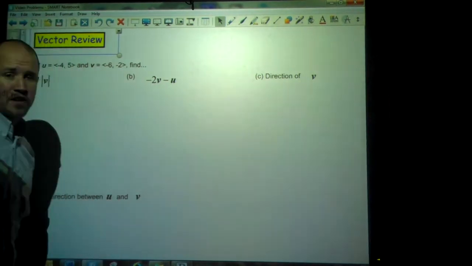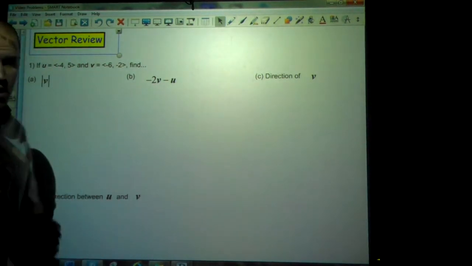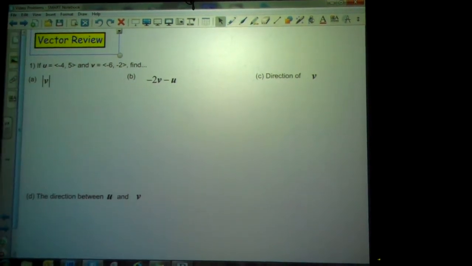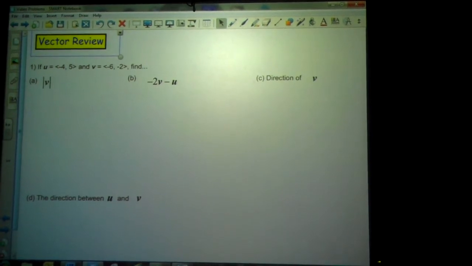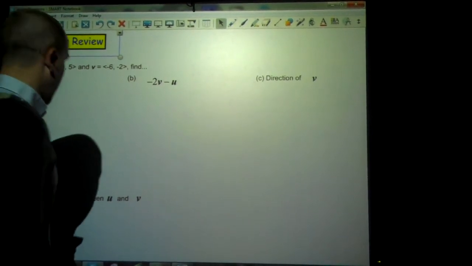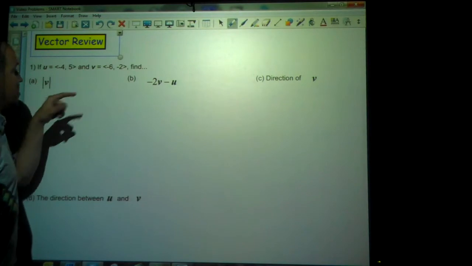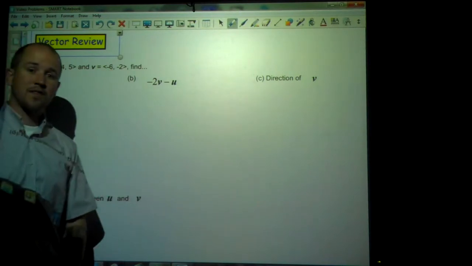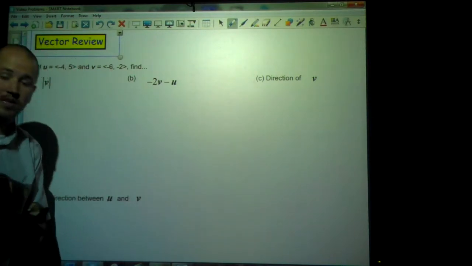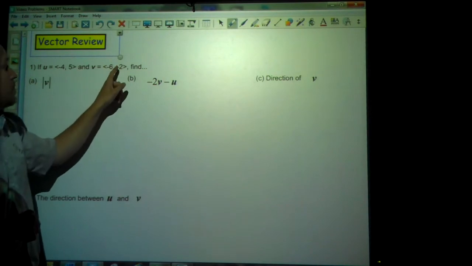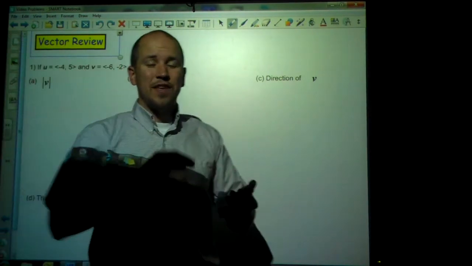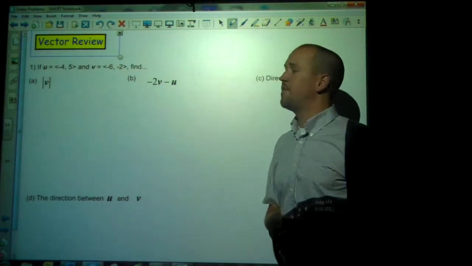Alright, quick vector review, basic vector review. We've got two vectors here. Notice the notation. We're using the brackets for the vectors. These are components. That's a horizontal component. That's a vertical component. They are not coordinates. They are components of vectors.